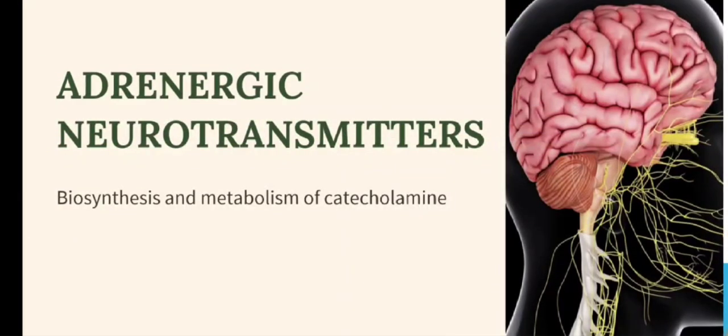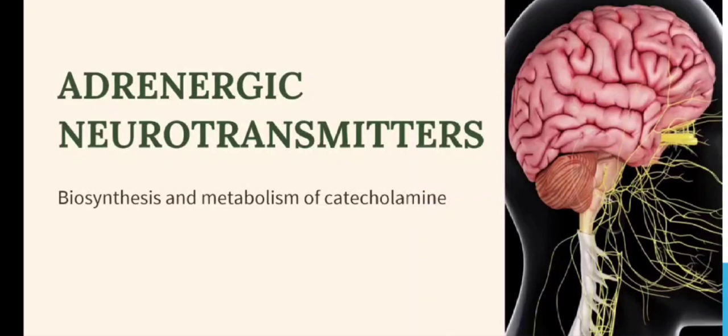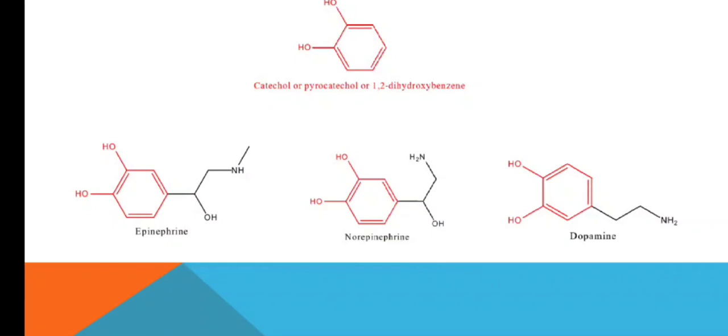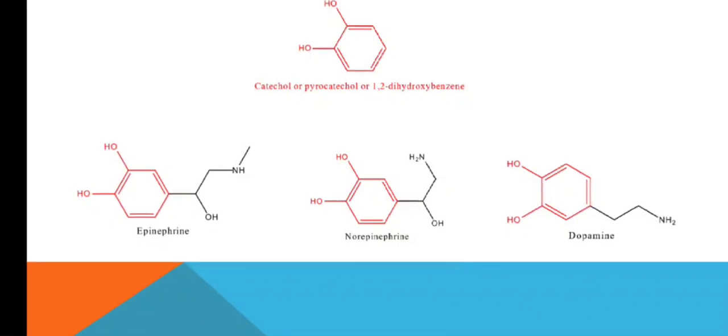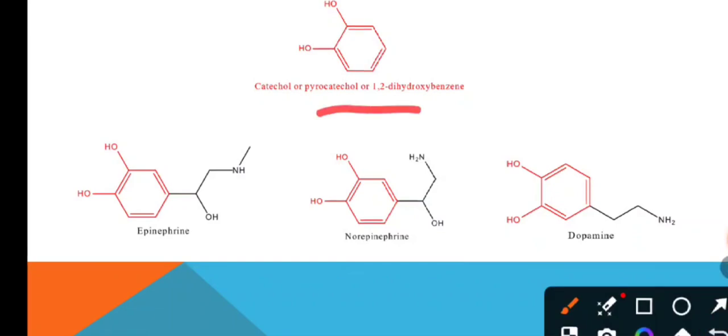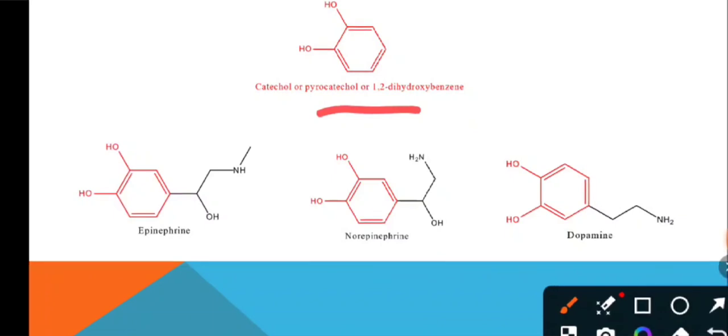Moving on to adrenergic neurotransmitters. Before discussing biosynthesis and metabolism, let's first understand catecholamines. A catecholamine is a monoamine neurotransmitter which contains a catechol ring, that is, a benzene ring with two hydroxyl side groups. This is the catechol ring, which is also called pyrocatechol or 1,2-dihydroxybenzene, which contains a benzene ring along with two hydroxy groups.